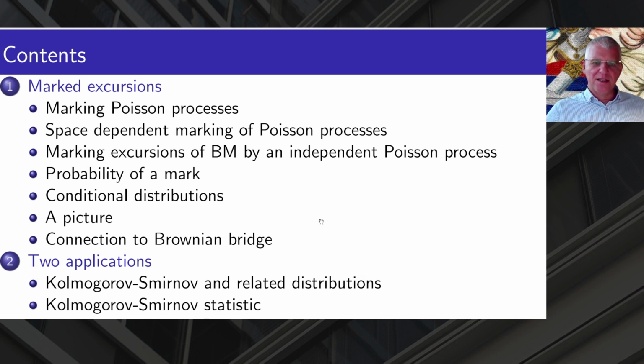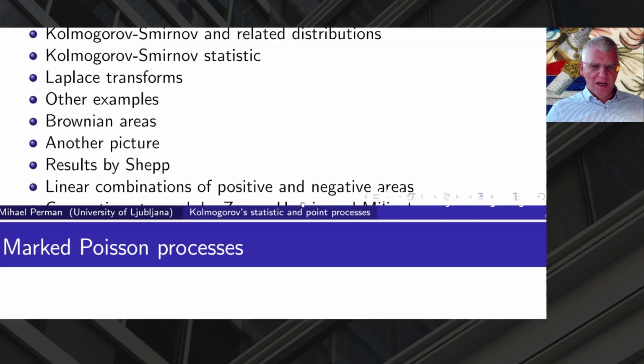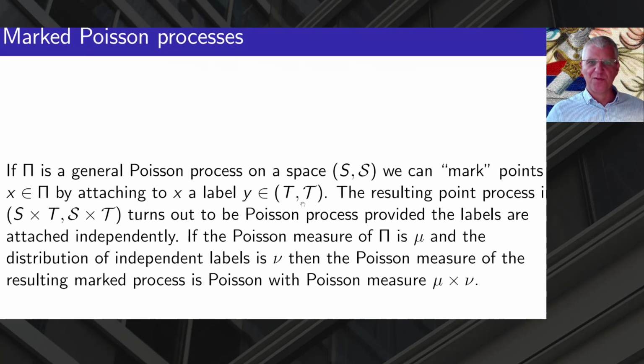And I will then tell you in what way this idea of marking Poisson point processes is related to Kolmogorov statistics. It seems to be rather unrelated at the beginning, but in the end we will see that it makes possible a rather elegant and straightforward derivation of the distribution of the Kolmogorov-Smirnov statistics and many other statistics. Okay, so here are the formal definitions.